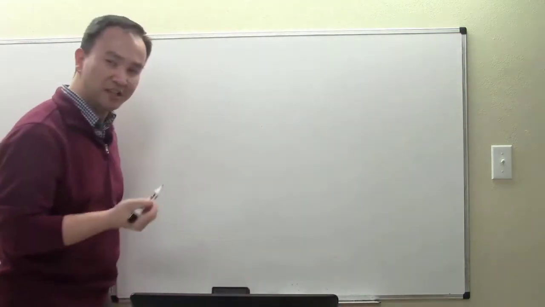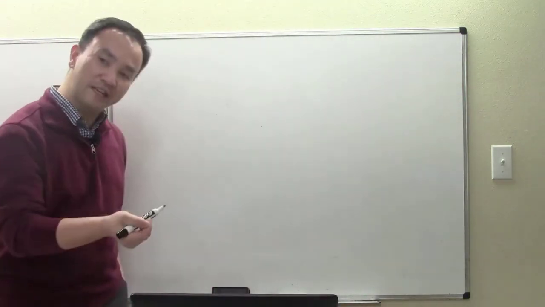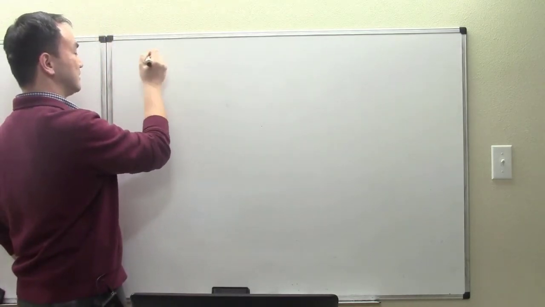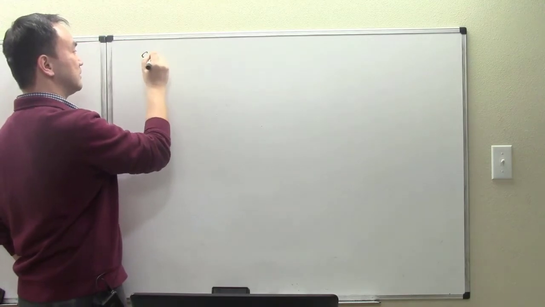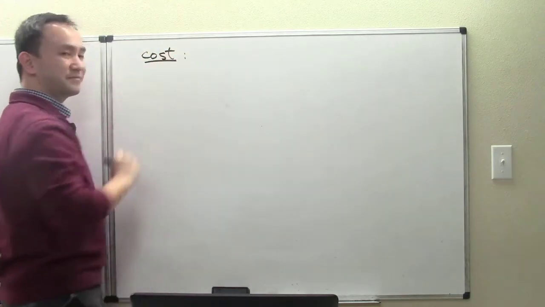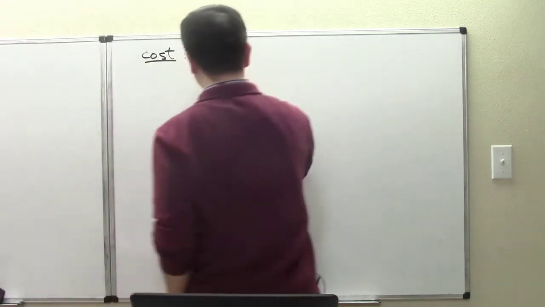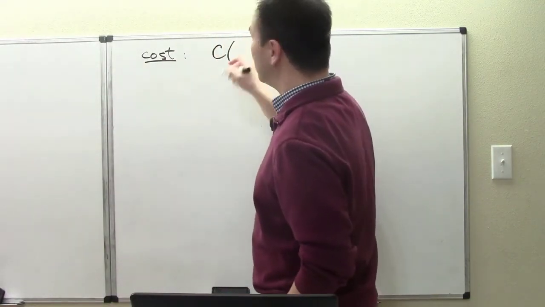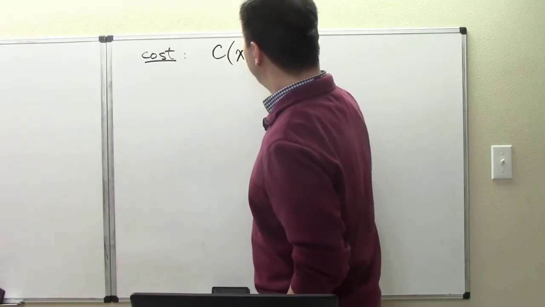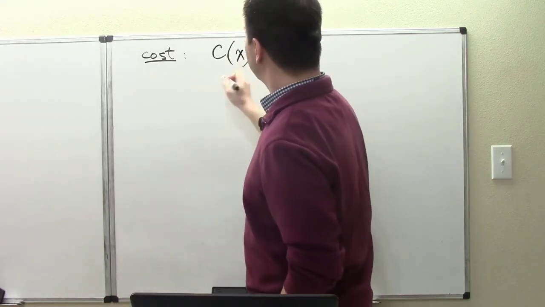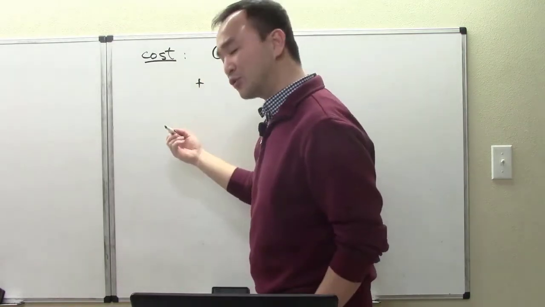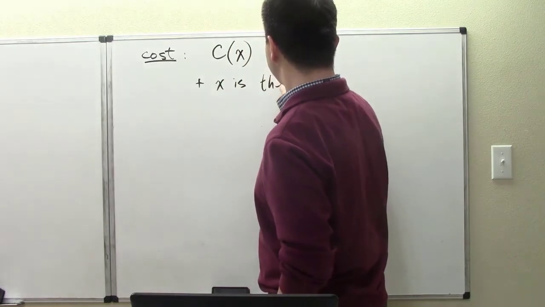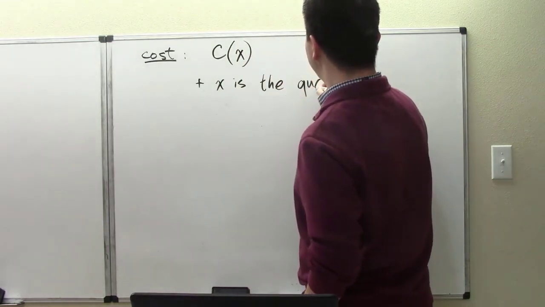So anytime you're opening a business or leading a business, the first quantity to consider is the cost. And so traditionally we use a capital letter C here to represent cost, and usually we use the variable x here, but I'm only saying usually. So x is usually, in this case, the quantity.